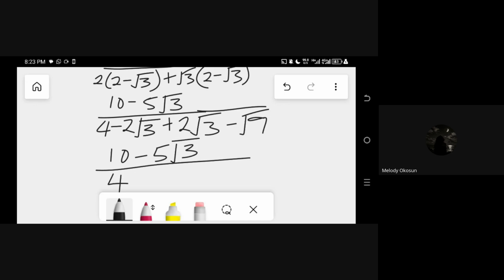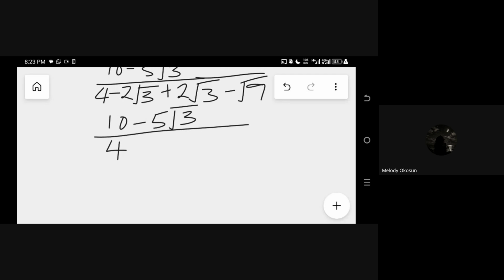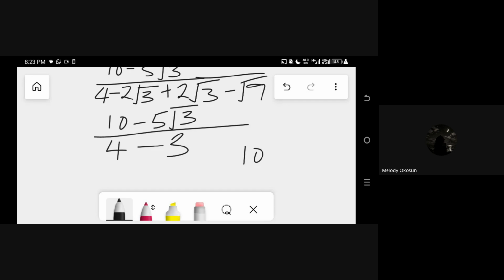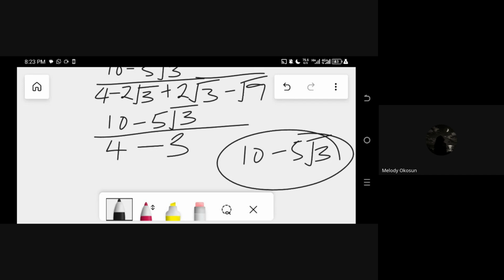So this is like saying minus 2s plus 2s, and of course, that would be 0. So there we have 4 minus the square root of 9, which is 3. The final answer would be 10 minus 5 root 3. 4 minus 3 is 1, so that's needless to write. So this is the answer, 10 minus 5 root 3.